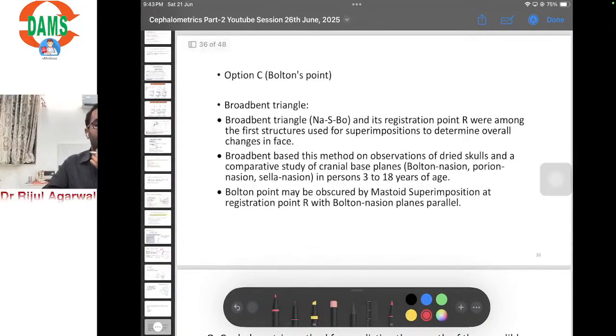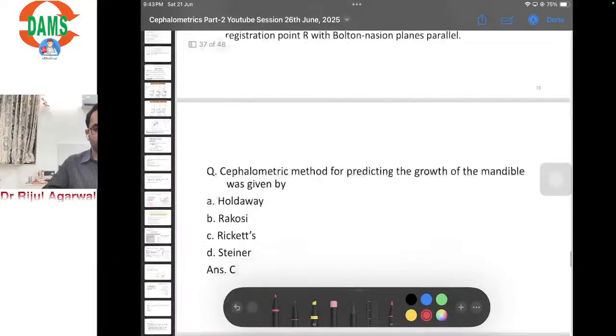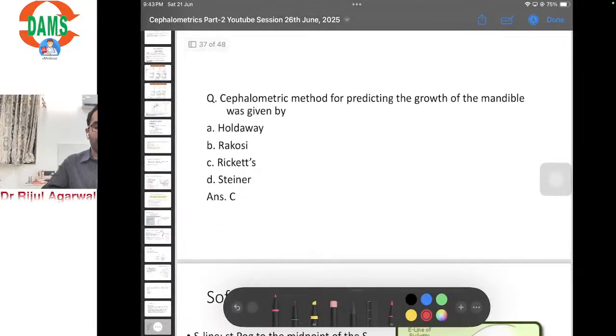The Broadbent's triangle or the Bolton registration point. Next, the cephalometric method for predicting the growth of the mandible was given by Ricketts. Just remember that.